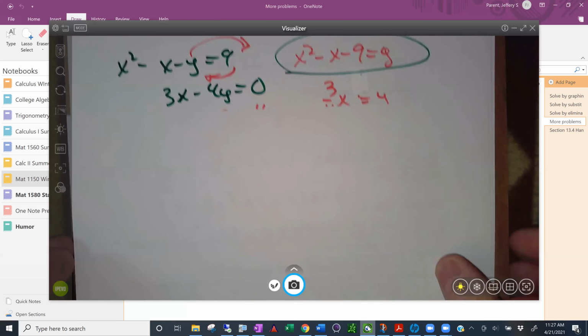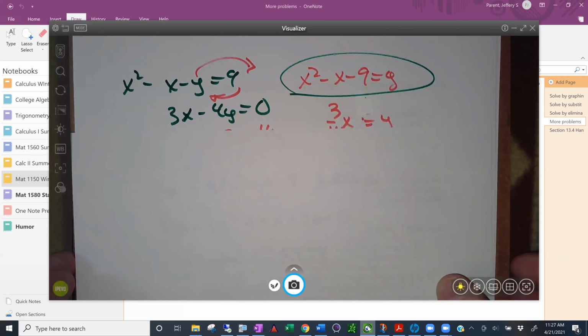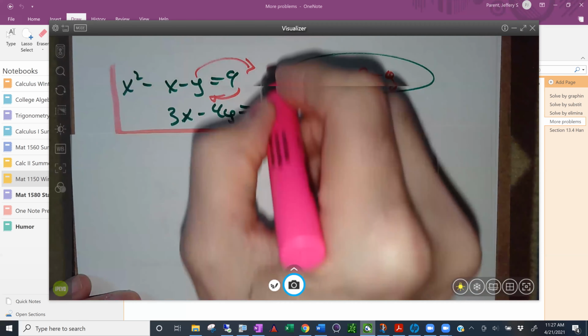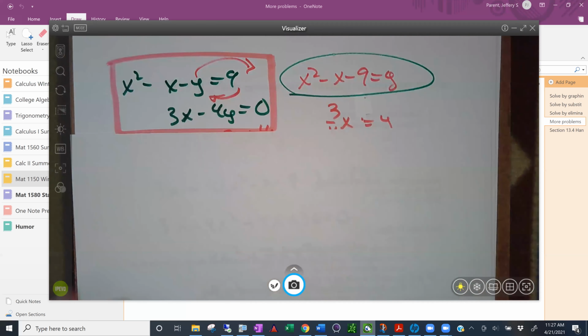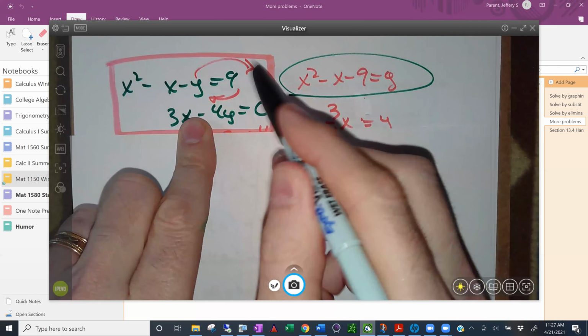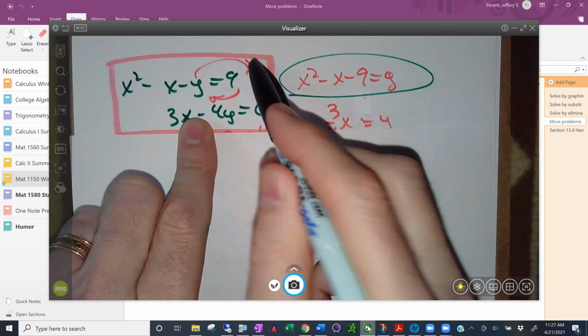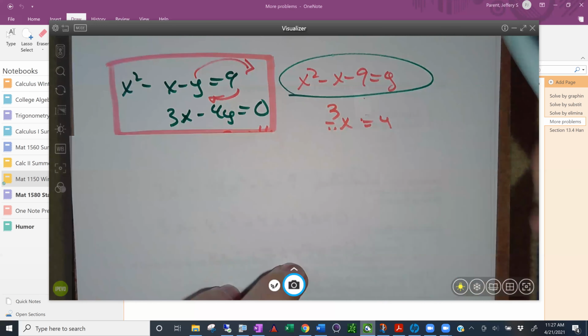So here we go. Here's your two equations, two nonlinear equations. There's actually a couple ways you could solve this by substitution. You could get the y by itself by moving the 9 to the other side, or moving the y to the other side and the 9 to the left-hand side. So something like this. That's how we're actually going to solve it.